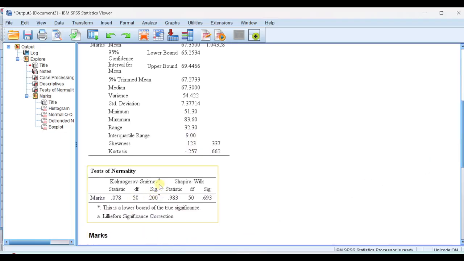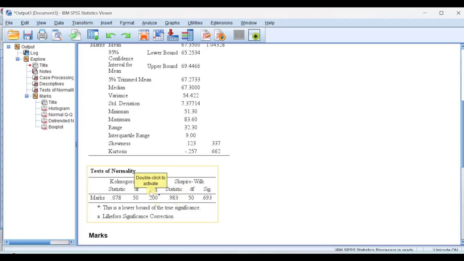I can even check it through the Kolmogorov-Smirnov test or the Shapiro-Wilk test. Shapiro-Wilk test is generally prescribed for sample size less than 50, and Kolmogorov-Smirnov is prescribed if the sample size is greater than 50. So I see again it is insignificant. The KS test tells me the p-value is insignificant. That means I cannot reject the null hypothesis. The null hypothesis for test of normality is that the distribution is normally distributed.